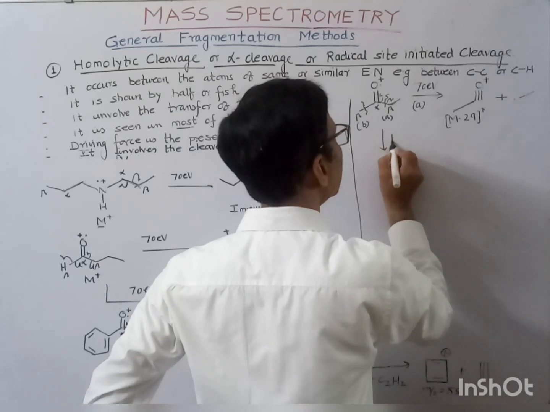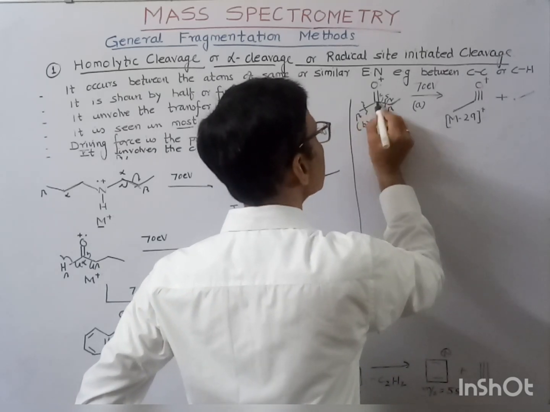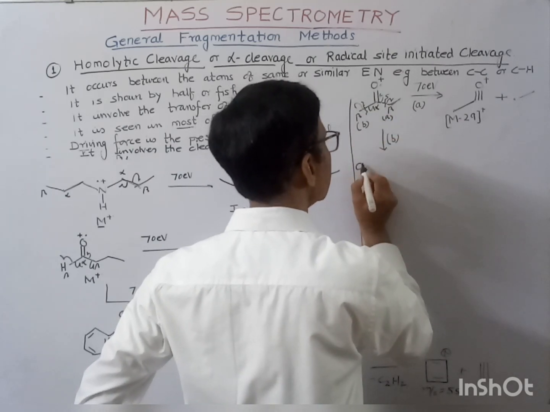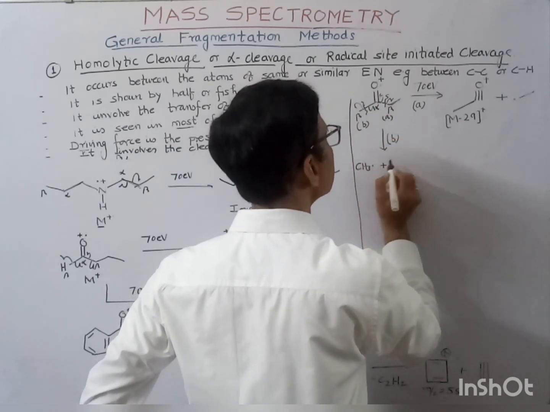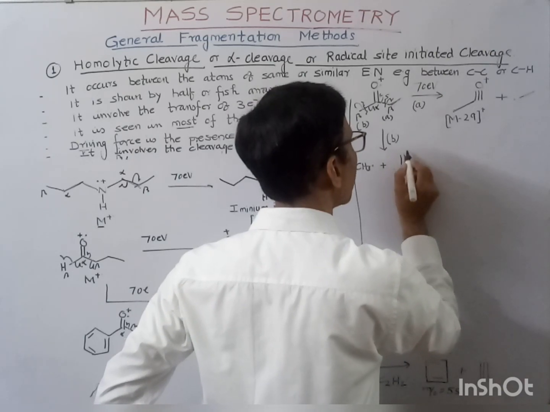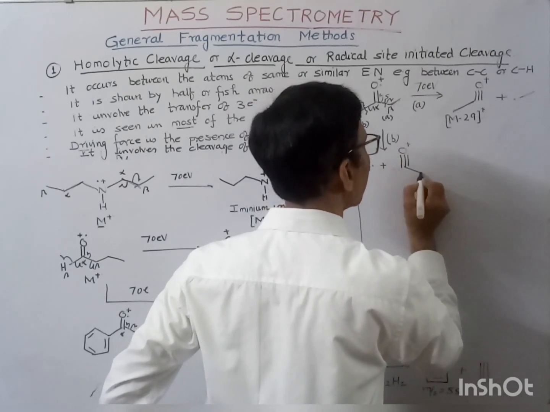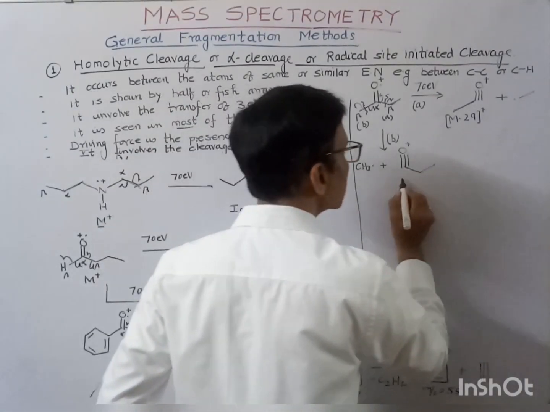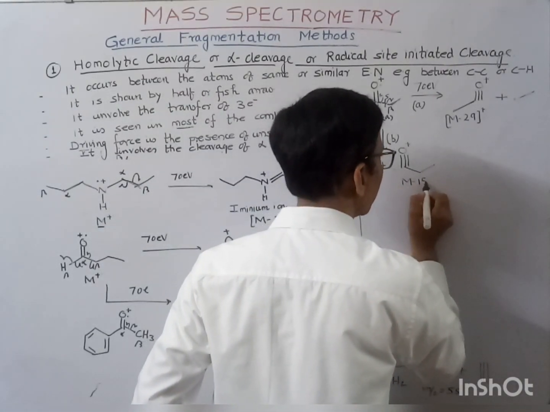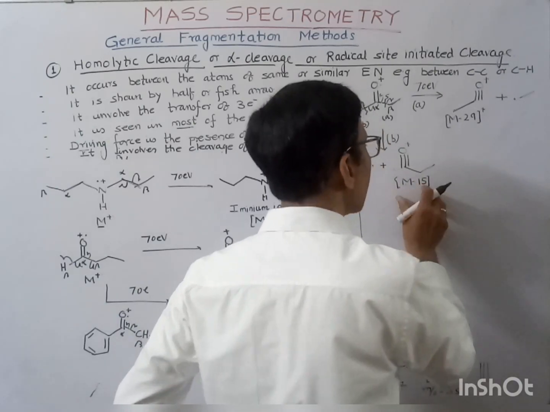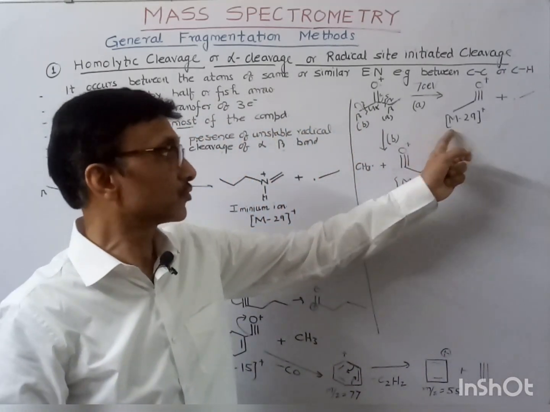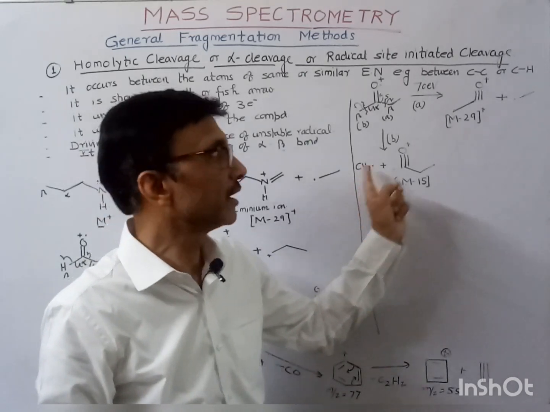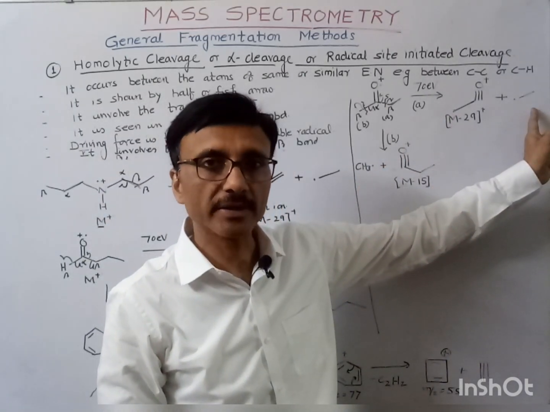From path B, what is possible? This bond will cleave here, giving a CH3 radical plus a positively charged fragment. So here we will get the M minus 15 peak. So either the M minus 15 peak or the M minus 29 peak. Here is the removal of a methyl radical, and there the removal of an ethyl radical.